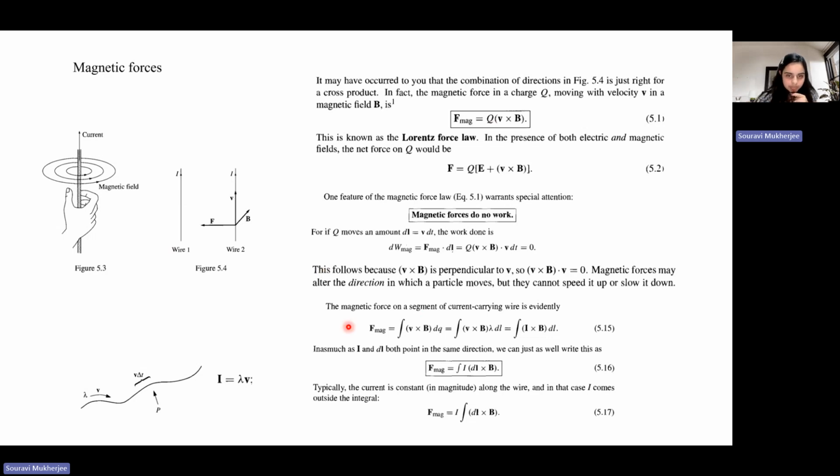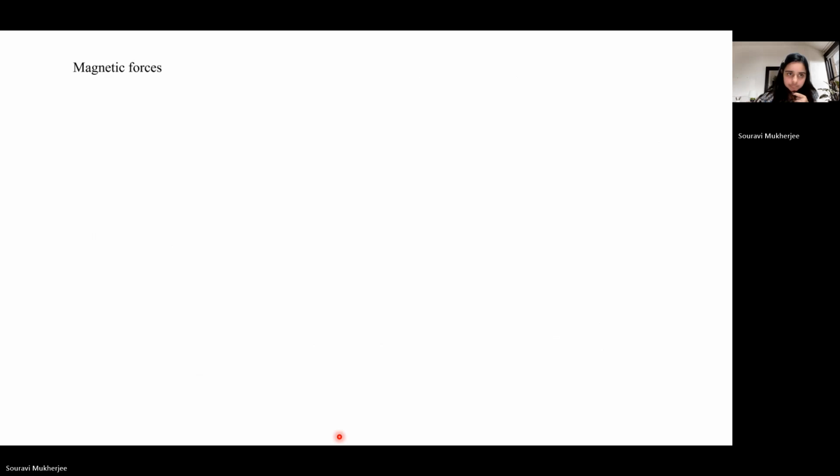Now this expression of magnetic force is given by this relation, as you can see here. If you have some current carrying wire where the current is I, and the magnetic field in that region is B, then I into dl cross B would give you the magnetic force that will be experienced by this current carrying wire.